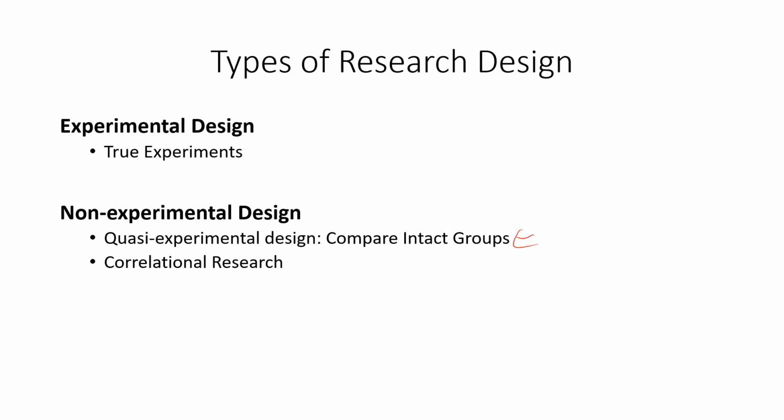And then finally, you've got correlational research, which is when you're basically comparing different dependent variables. So experimental is when you're using an independent and a dependent variable. Correlational research is if you've got multiple dependent variables and you're comparing them. But we'll come back to that later.